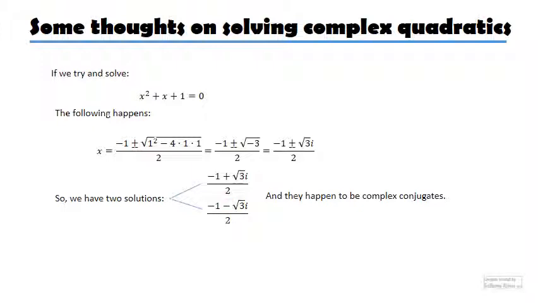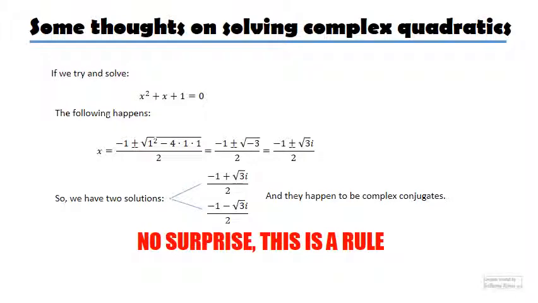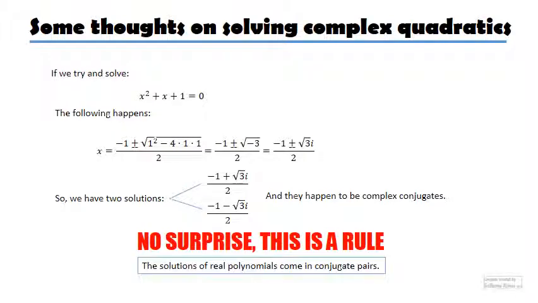Is this something that's always going to happen? Yes, it's a rule. Solutions of real polynomials come in conjugate pairs. Keep that in mind, that's very important.